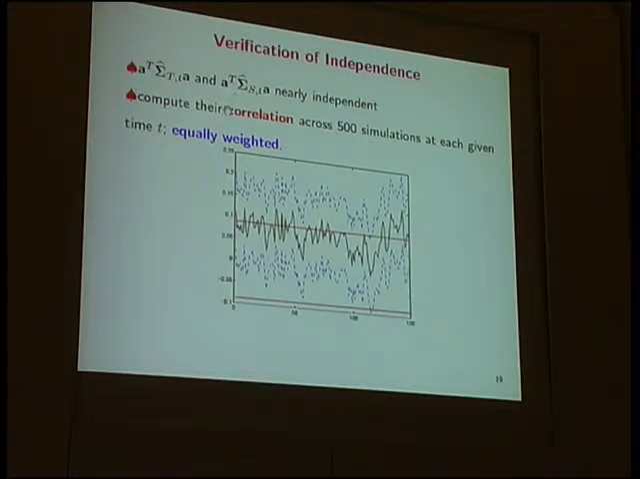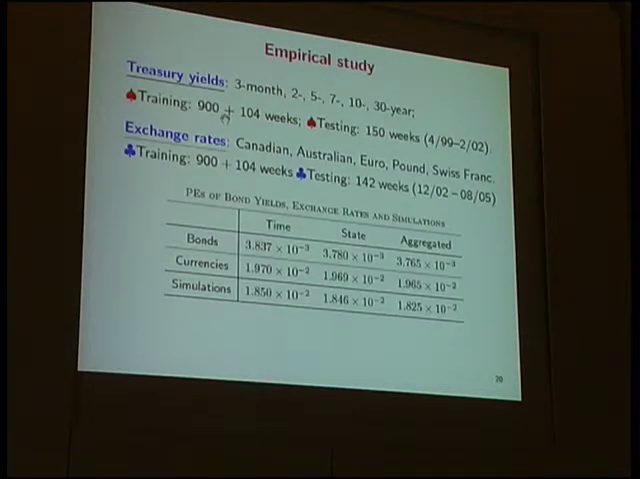For simulation, as I said, you simulate 500 times, so you can always compute those kinds of correlations. Now let me apply it to empirical data. I have 3-month, 2-year, 5-year, 7-year, 10-year, and 30-year bonds. It's done the same way. I use the first 900 as my training sample, so I learn the state domain estimator and fix it. Then I use the next 2 years as my out-of-sample forecasting, the testing sample of 150. These next 2 years are used to build the time domain smoothing.